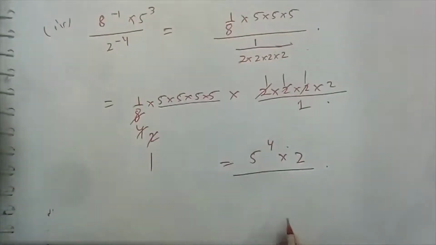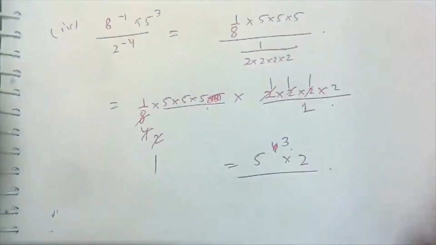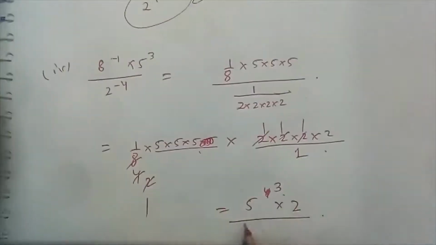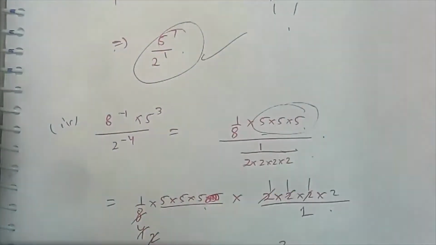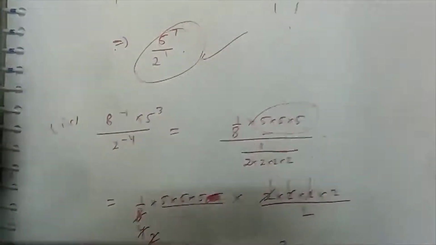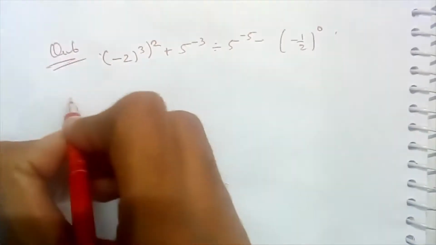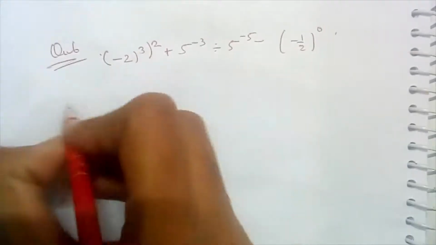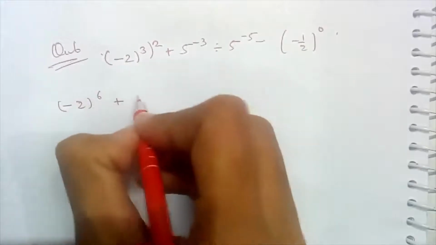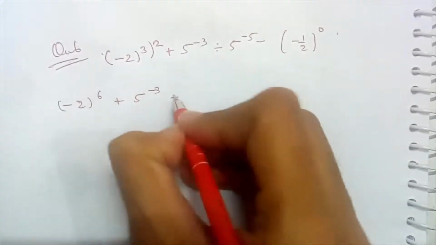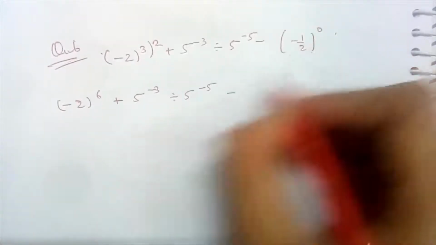So here's a little mistake, it's 5 to the power 3. Okay, it's not 5 to the power 4, it's 5 to the power 3, because here are only 3 5. So now solving the question number 6 of this exercise, it will be power will be multiplied minus 2 whole to the power 3 to the 6 plus 5 to the power minus 3 divided by 5 to the power minus 5 minus this will be written as 1.